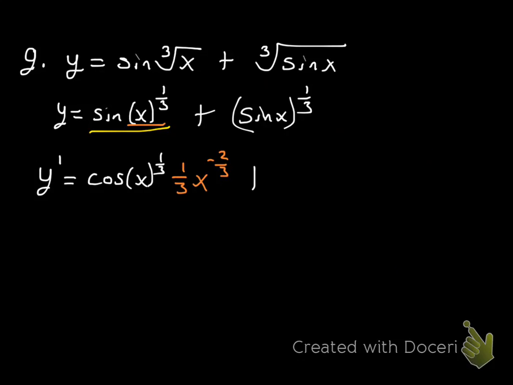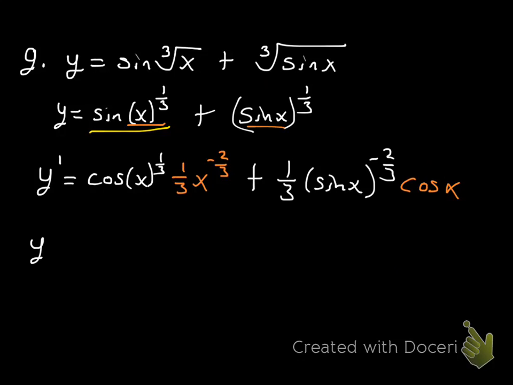Okay, and then the second part. The second part is the outside function is the 1/3 power, the inside function is sine of x. The 1/3 comes down, sine of x, subtract 1 from the exponent, and then the derivative of sine is cosine. I think I lost an addition sign here, so there should be a plus there.